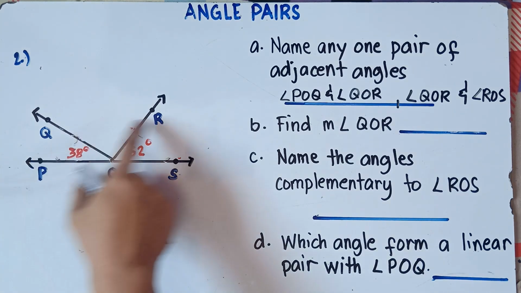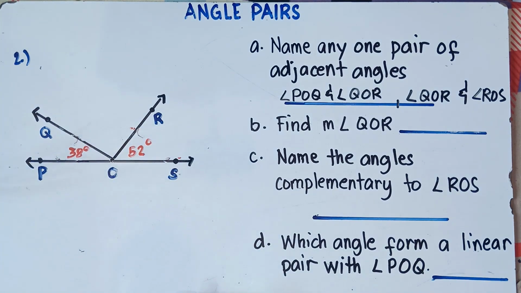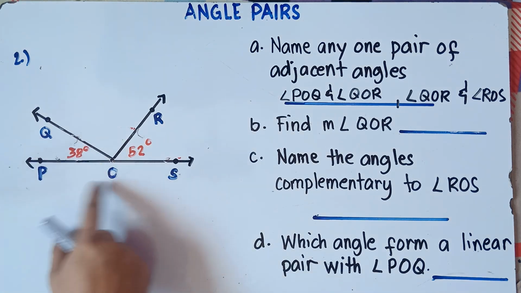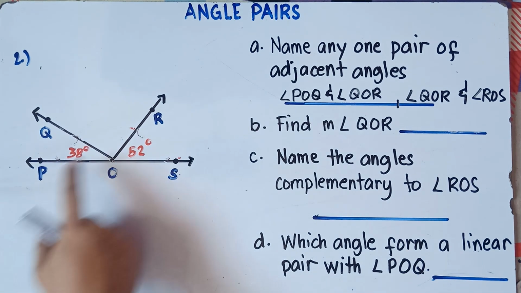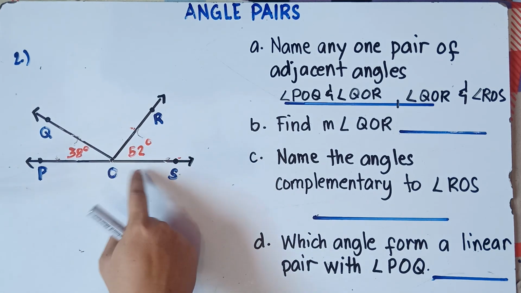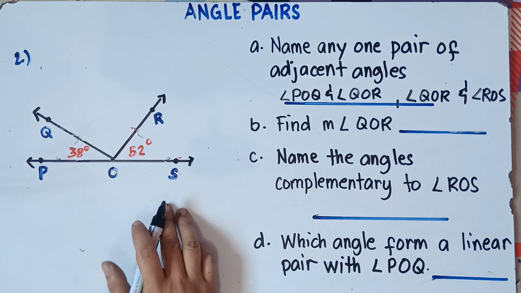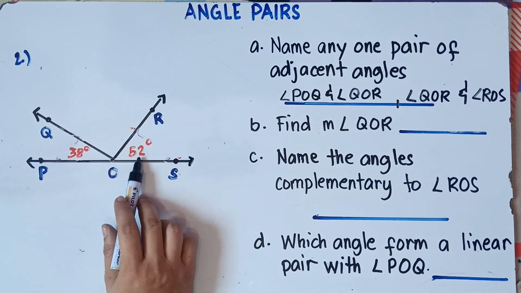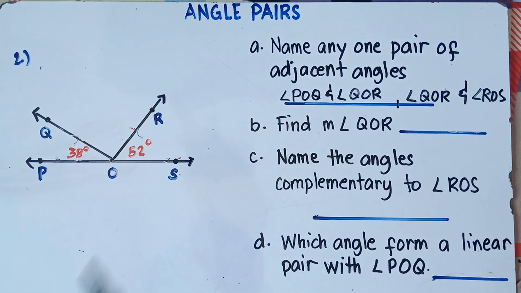So, angle QOR. Now, what would be the measure of angle QOR, class? We are given QOP, that's 38, and we are given ROS, that's 52. Therefore, class, the thing that we will do is add these up, and then subtract it from 180. Now, you will be asking the question, why is that, sir?